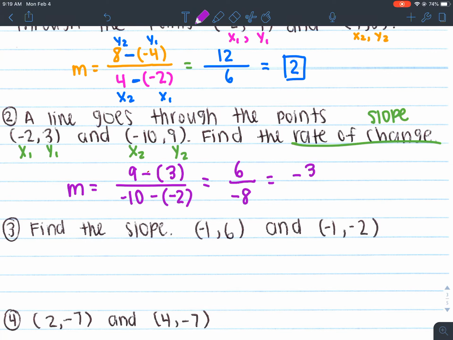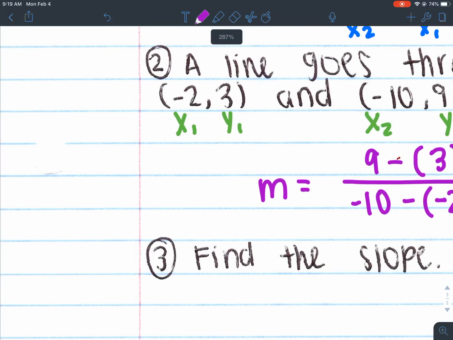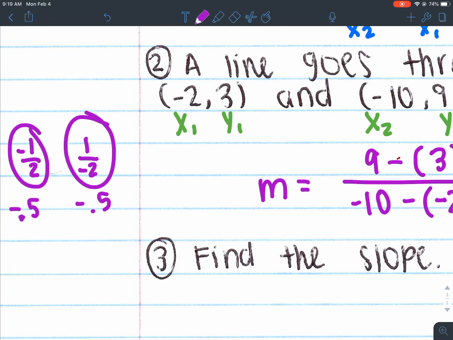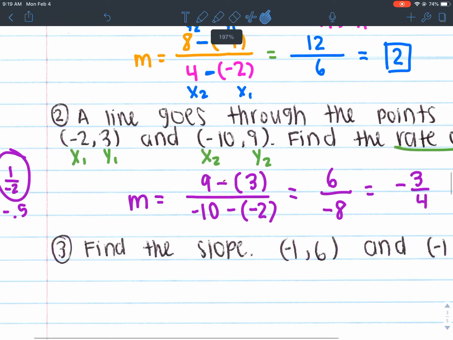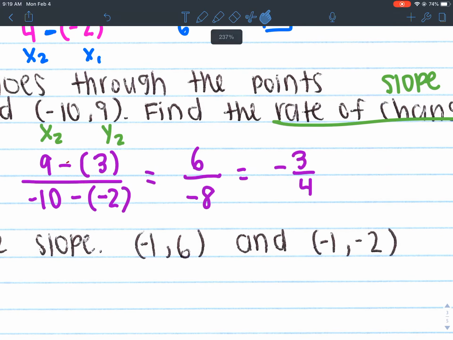And so that simplifies to -3 over 4. And you're like, whoa, why'd the negative sign jump up? Well, it doesn't really matter where your negative sign goes. Let me go on the side here and show you. -1 over 2 and 1 over -2. If I put these both in the calculator, I'm still going to get -0.5 no matter what. So it doesn't really matter where your negative is as long as you have one there. Okay? So it doesn't really matter where my negative is. I just decided to put it with my 3.